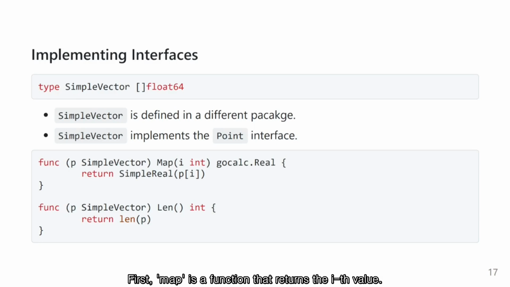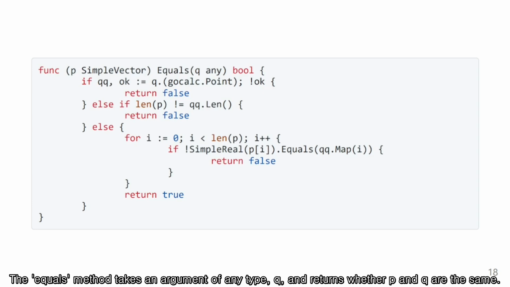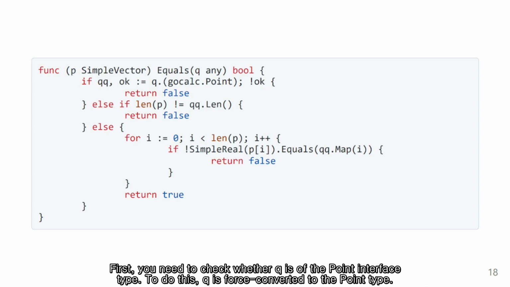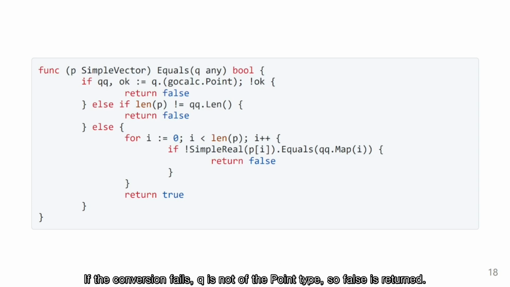First, map is a function that returns the ith value. Next, len is a function that returns the number of elements. Here, the built-in len function in Go is used. It returns the length of a slice. The equals method takes an argument of any type, q, and returns whether p and q are the same. First, you need to check whether q is of the point interface type. To do this, q is force converted to the point type. When written like this, the converted value is stored in qq and the success of the conversion is stored as a boolean in ok. If the conversion fails, q is not the point type, so false is returned.